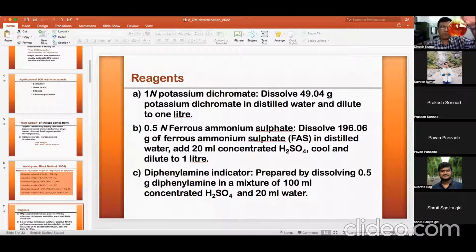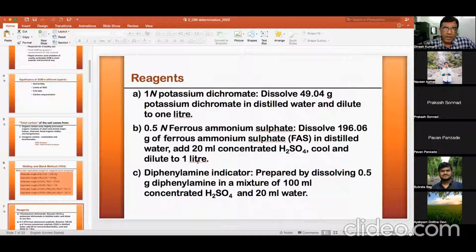And you can also see this. What is this? Anybody, if you have worked on this? Anybody knows about this solution? All right, this is potassium dichromate, 1 normal potassium dichromate. This is the natural color, without indicator. When you dissolve it, it is red in color.